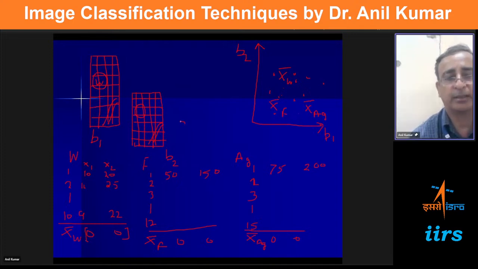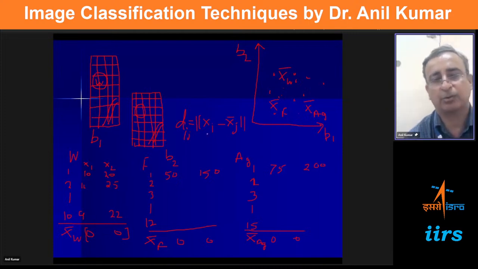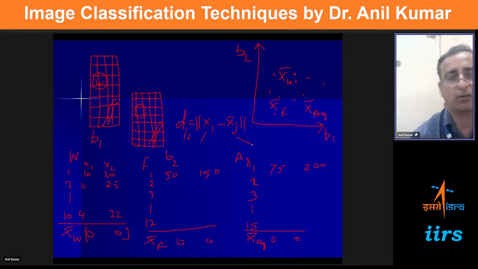And the distance equation is D_ij equal to mod of Xi minus Xj bar. Here Xi is a known pixel and Xj bar is the mean vector of a class. So here you have three classes.